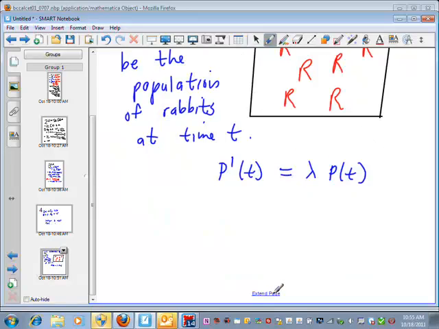And we've already been saying that, right? We're saying that the more rabbits you have, the more rabbits you're going to get. That's literally what this statement says. The rate of increase of rabbits is directly proportional to how many rabbits there are. The more rabbits you have, the more you're going to get.